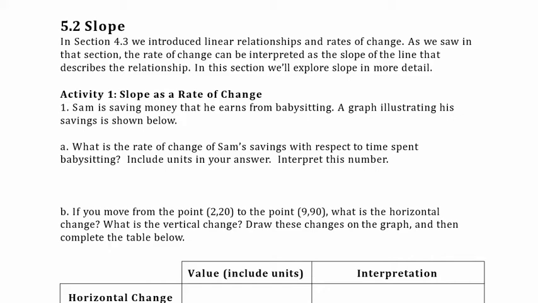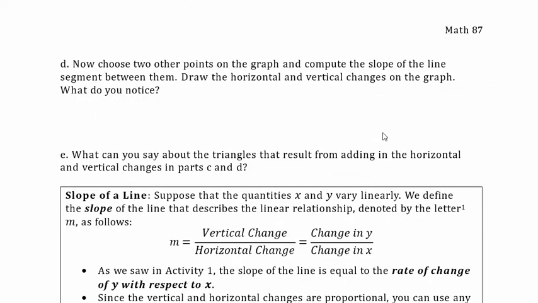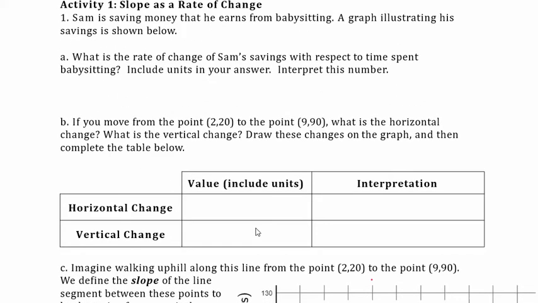Activity 1, we're going to look at the rate of change, and we're going to look at slope for a particular example here that involves Sam saving money that he earns from babysitting, and the graph is shown below. Let's take a look at the graph down here. All right, so with the graph, it's always good just to take a minute, look at what does the horizontal axis represent? What's the scale? What does the vertical axis represent? What's the scale? What's the graph about? All right, let's go look at our first question.